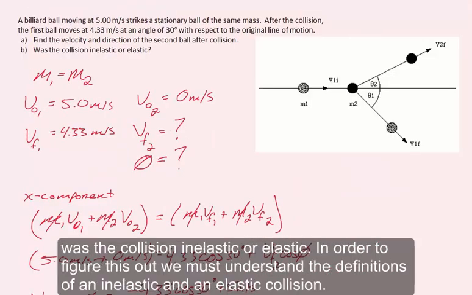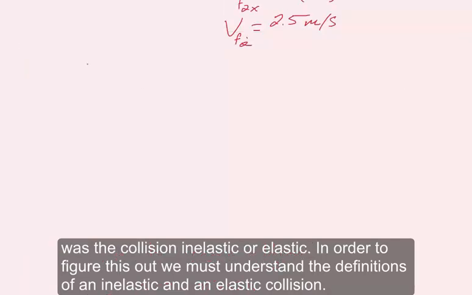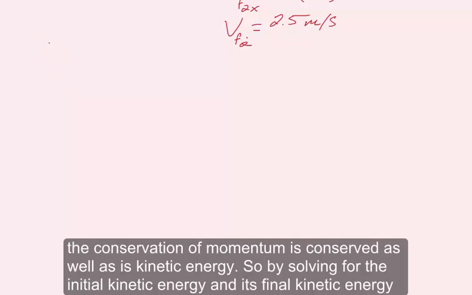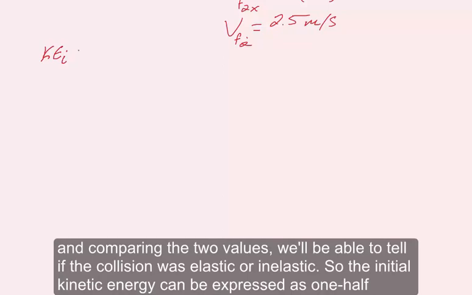In part B, we're asked, was the collision inelastic or elastic? In order to figure this out, we must understand the definitions of an inelastic and an elastic collision. In an inelastic collision, the momentum is conserved, but the kinetic energy is not. And in an elastic collision, the momentum is conserved as well as the kinetic energy. So by solving for the initial kinetic energy and the final kinetic energy and comparing the two values, we'll be able to tell if the collision was elastic or inelastic.